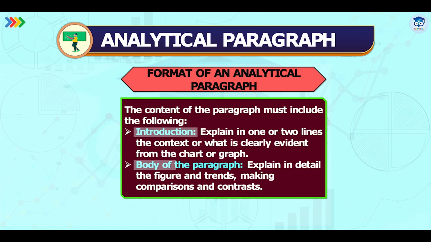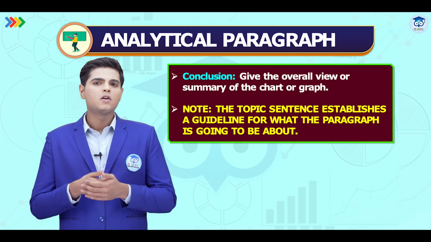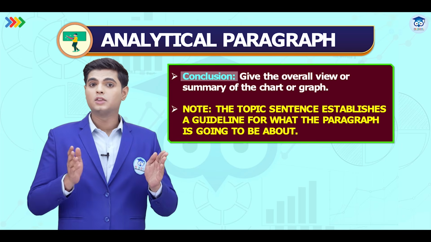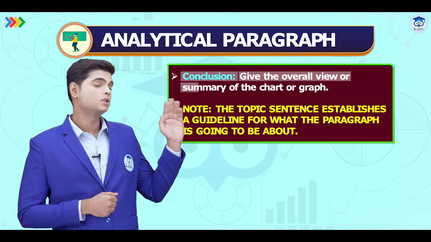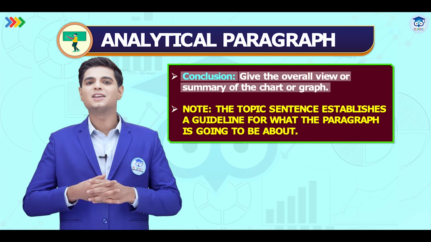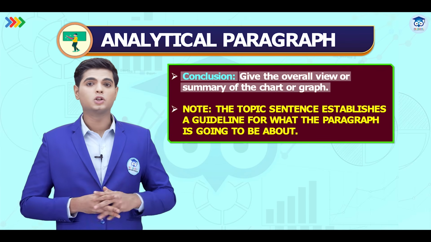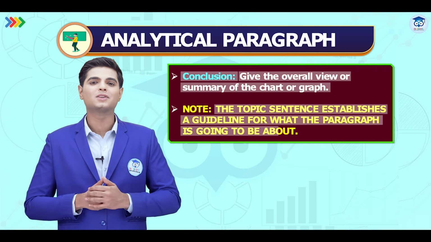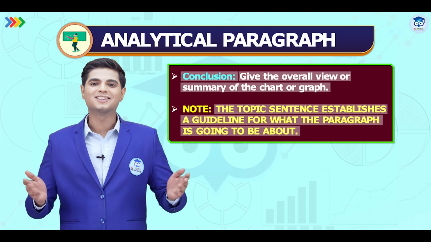Next is the body of the paragraph, which requires you to explain in detail the figures and trends, making comparisons and contrasts. These 2 parts help frame your analysis logically and clearly. Following the introduction and body, the final part is the conclusion. This part should give the overall view or summary of the chart or graph, drawing a simple conclusion from the data you have presented. It is important to note that the topic sentence establishes a guideline for what the paragraph is going to be about, setting the tone for your entire analysis.